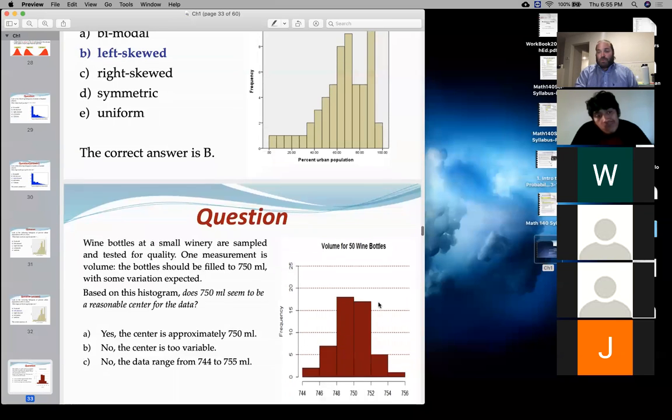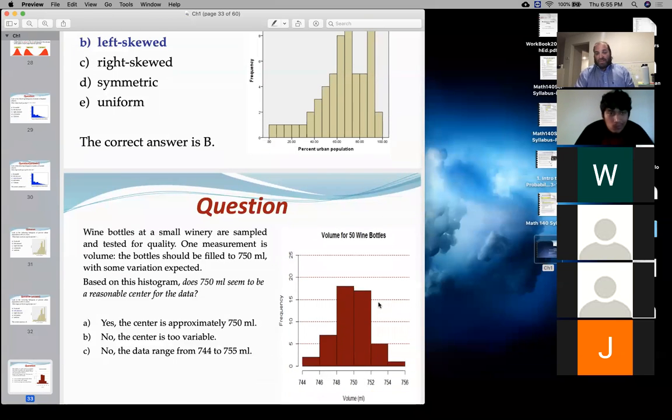So they sampled 50 wine bottles, and this is the histogram that they got. It looks like 2 of them were between 744 and 746, and 7 of them were between 746 and 748, and so on. So the question is, based on this histogram, does 750 milliliters seem to be a reasonable center for the data? Center is basically the middle. So does 750 seem to be a good center? A, yes, the center is approximately 750. B, the center is too variable, so no. Or C, the data ranges from 744 to 755, so no.